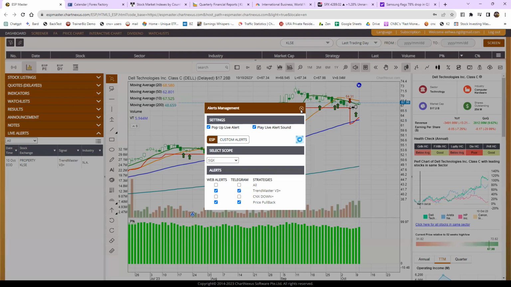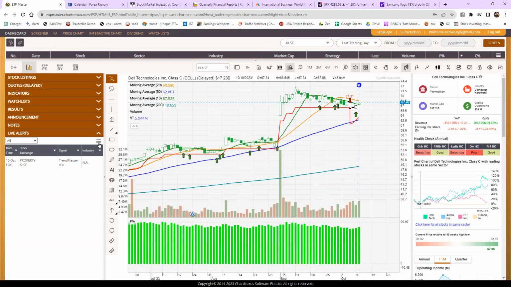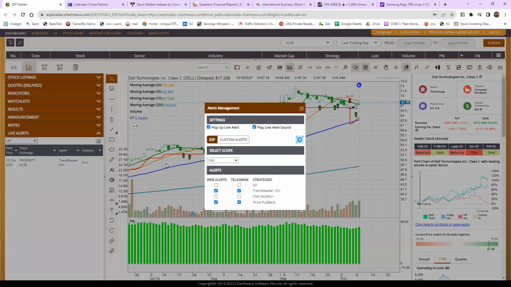So you can come here. Okay, guys, come to the live alerts. This is the menu button, right? You come here and then you select, okay, the first one, Nasdaq. Once you go to Nasdaq, you see that I have not selected anything because I want to show you how to do it. Don't do Telegram.